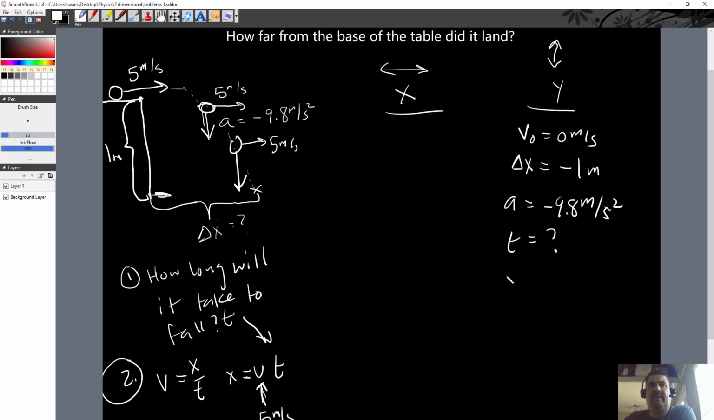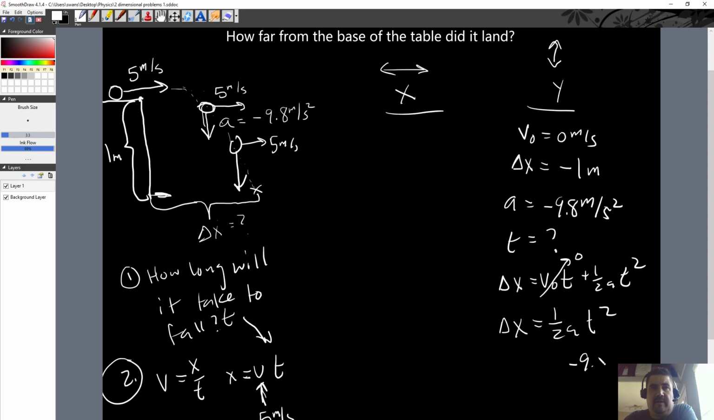The only equation I think that will work is this one: delta x equals initial velocity times time plus 1/2 at squared. The initial velocity term is 0, so that works out. And so we're going to get delta x is equal to 1/2 at squared. And we know all these things, perfect.